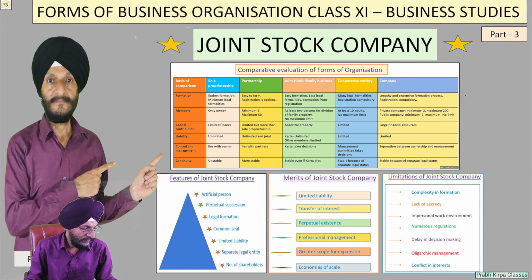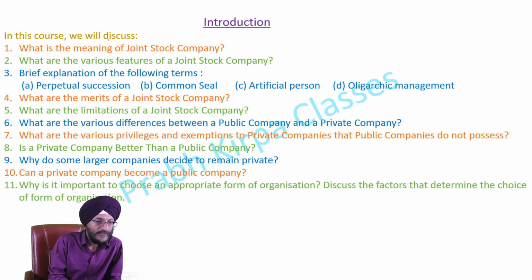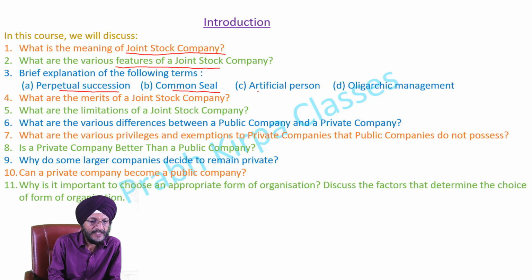Now, our today's topic is joint stock company. Now, let us start this topic. In this course, we will discuss what is the meaning of joint stock company, what are its various features. We will discuss what is the meaning of perpetual succession, common seal, artificial person, and oligarchic management.